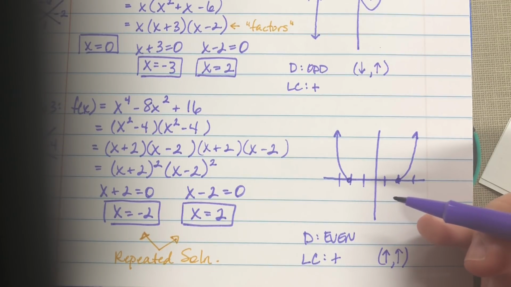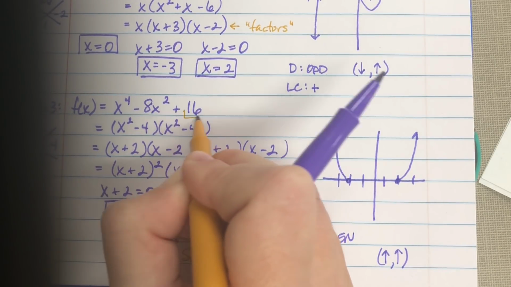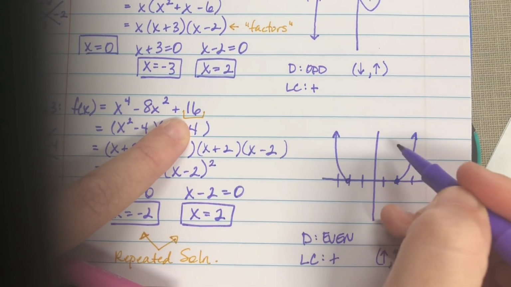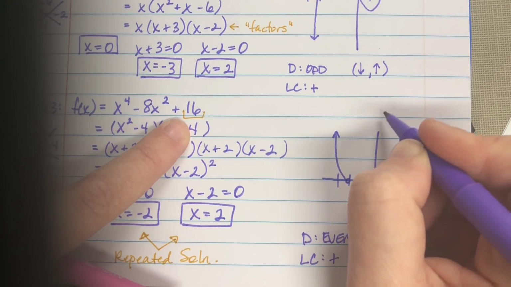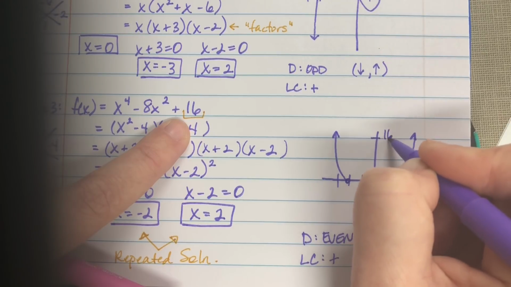My next question is, where is the y-intercept? Your y-intercept is always going to be your constant. So whatever your constant is, that's where your graph crosses the y-axis. In this case, it's 16. Obviously, 16 is going to be way up here on my graph. I'm just going to draw a line here and call it 16.